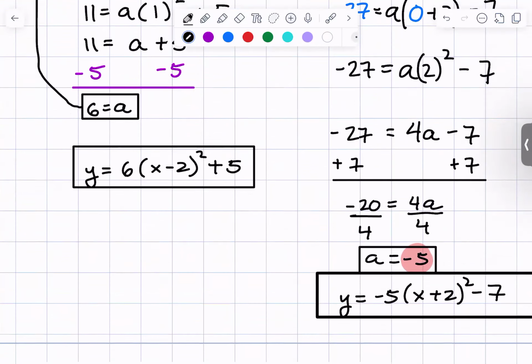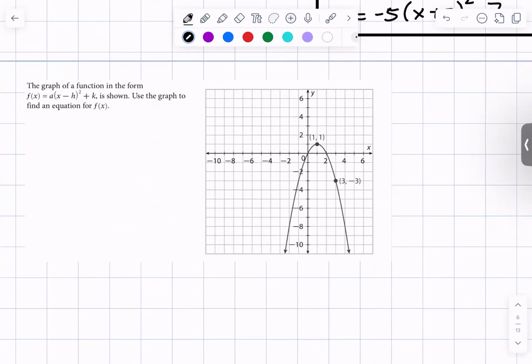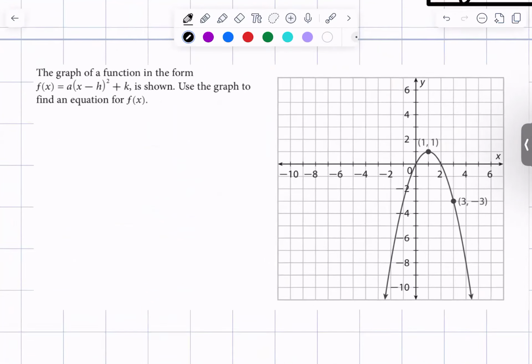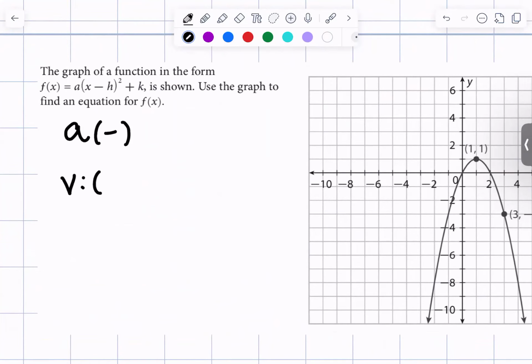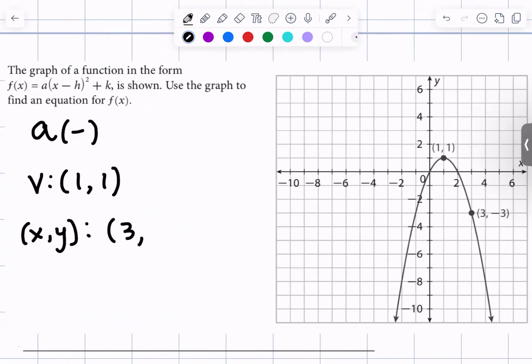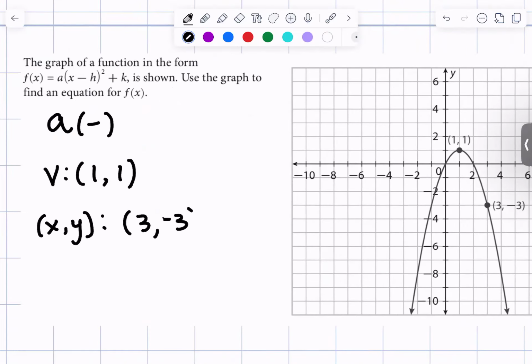And my last example, we're going to go back to that graph. And instead of a table or instead of giving it to us, we have a graph, right? I know here, just by looking at this, a is going to be negative. My vertex is going to be 1, 1. And the point x, y that I'm going to choose is going to be 3, -3. Okay?